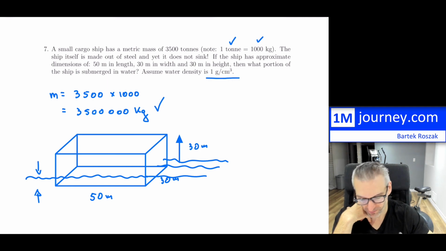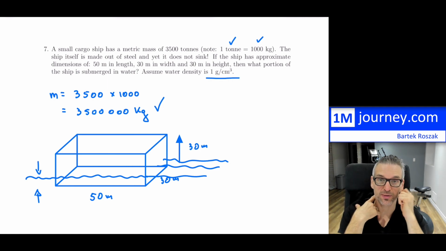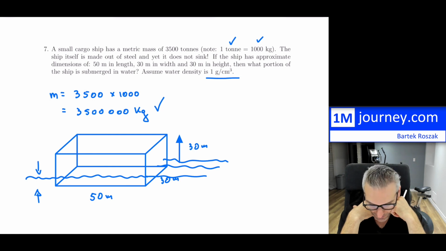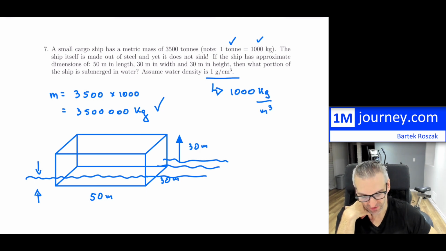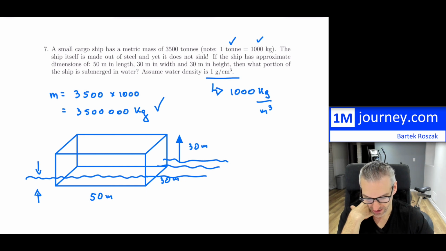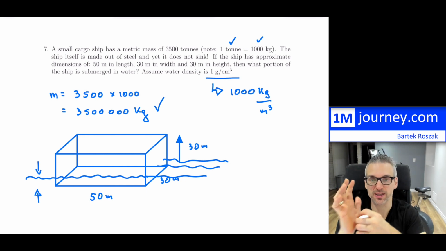Now we're going to assume that water is 1 gram per centimeter cubed, so that's very common to assume, and this of course means that this is the same thing as 1,000 kilograms per meter cubed. All right, so this is what we have. Now everything is in standard units. So how are we going to use Archimedes' principle?